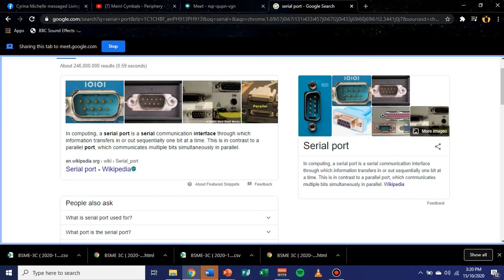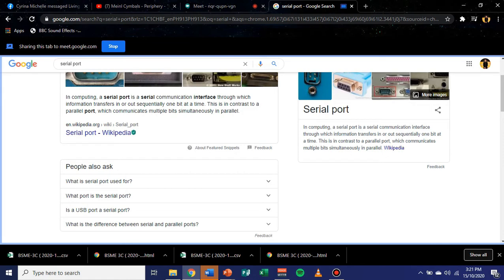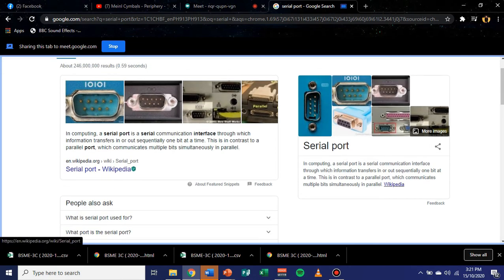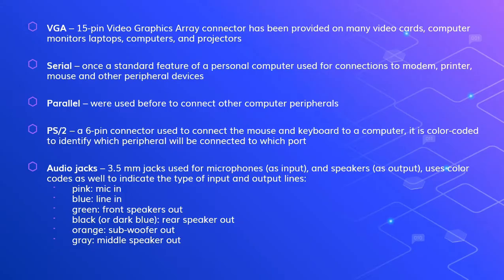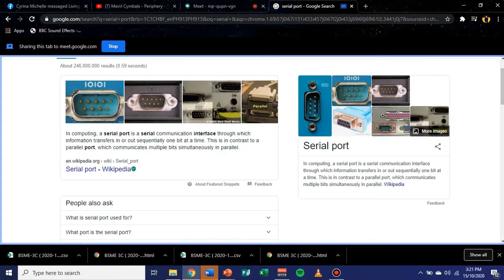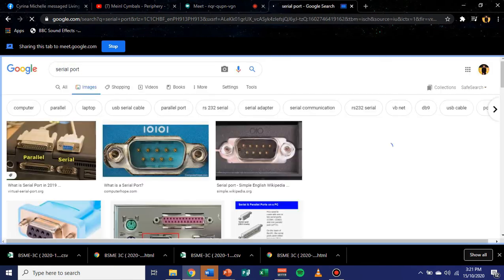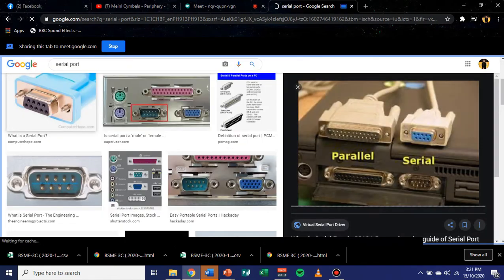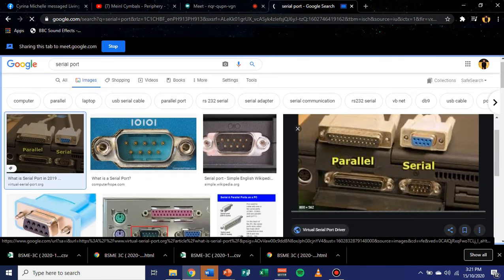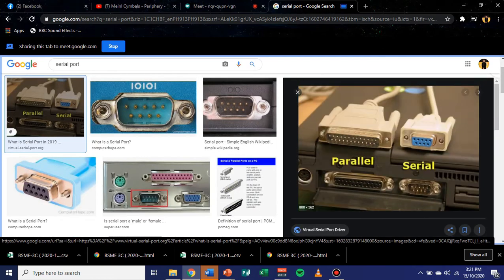Okay. Ito yung example ng isang serial. So, this is replaced by USBs na. So, ito yung sinasaksak sa serial. Next, we have the parallel or yung mas pinahabang serial. Ito. This is parallel and serials.